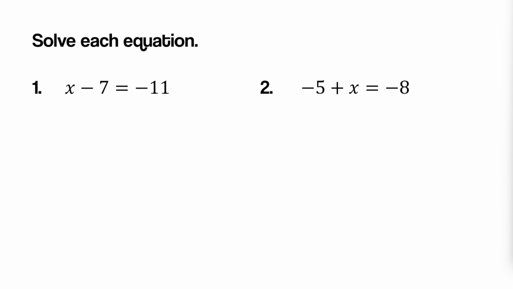In this case, x is subtracted by 7. To undo that, we add 7 back. However, whatever you do on one side of the equation, you must do to the other side. Adding 7 and subtracting 7 cancel each other out, leaving x alone on the left.